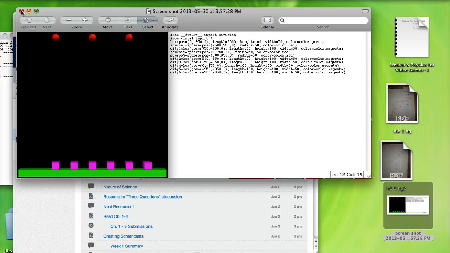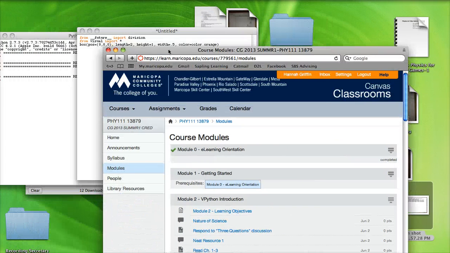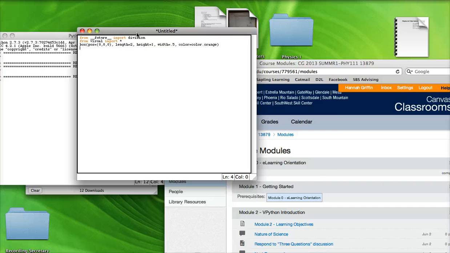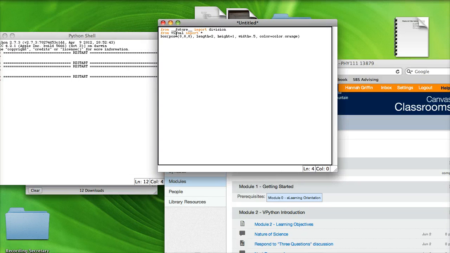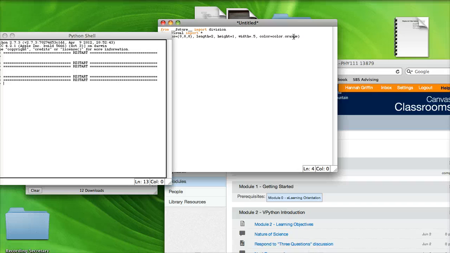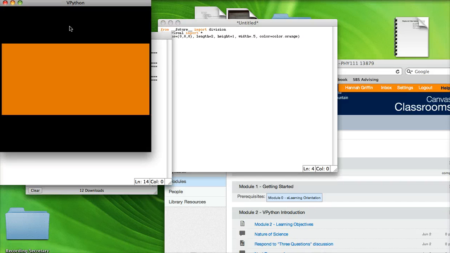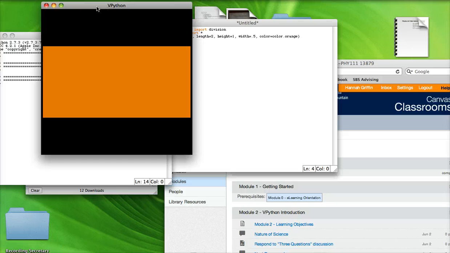I wanted to show you how to make a box. This is just out of the notes, and I already typed in all of the pre-stuff. This is to make an orange box, and I'm going to run it and show you. And there it is. Lovely orange box.